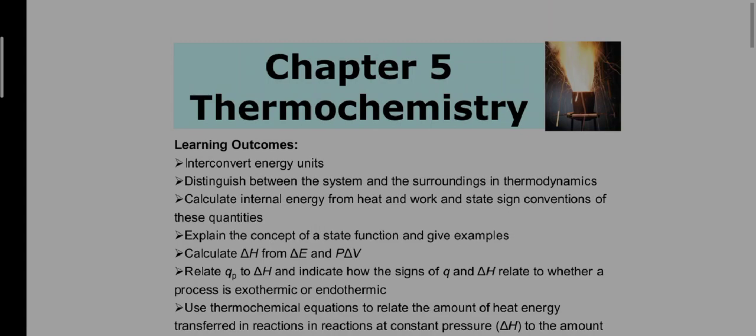The learning outcomes of thermochemistry are: interconvert energy units, distinguish between the system and the surroundings in thermodynamics, calculate internal energy from heat and work and state the sign convention of these quantities, explain the concept of a state function and give examples, calculate ΔH from ΔE and PΔV.